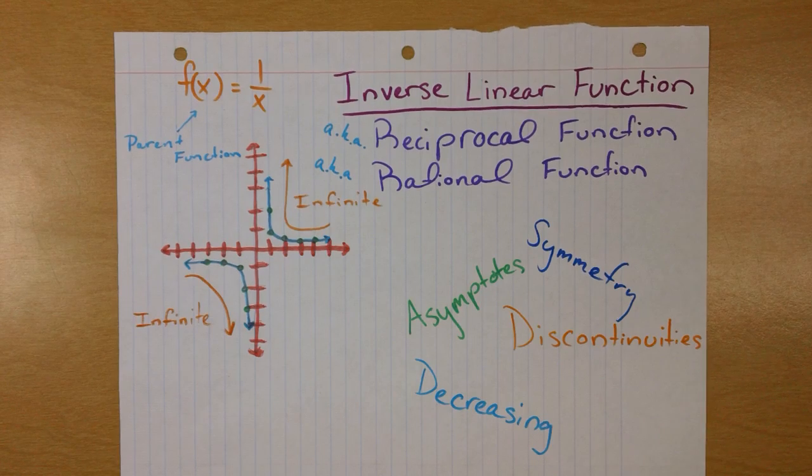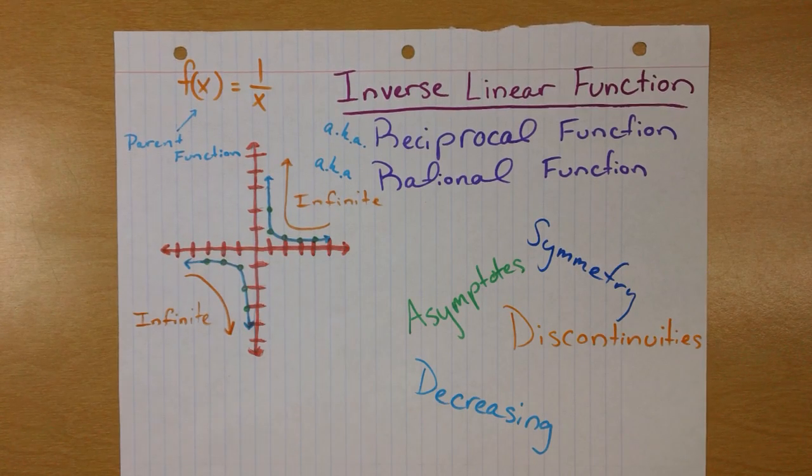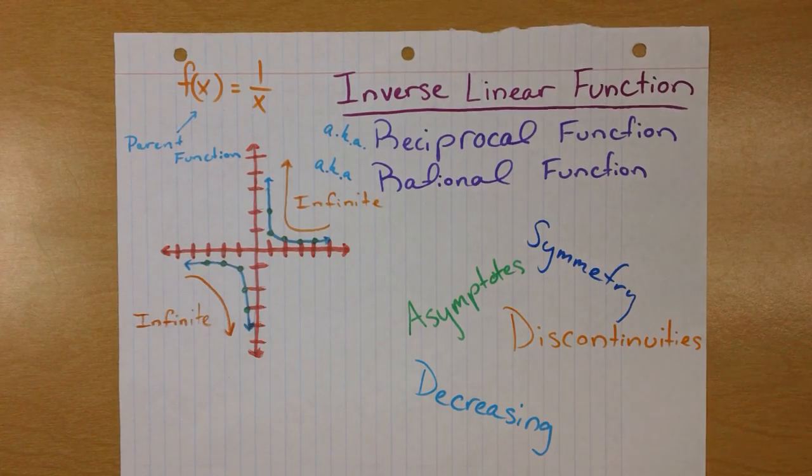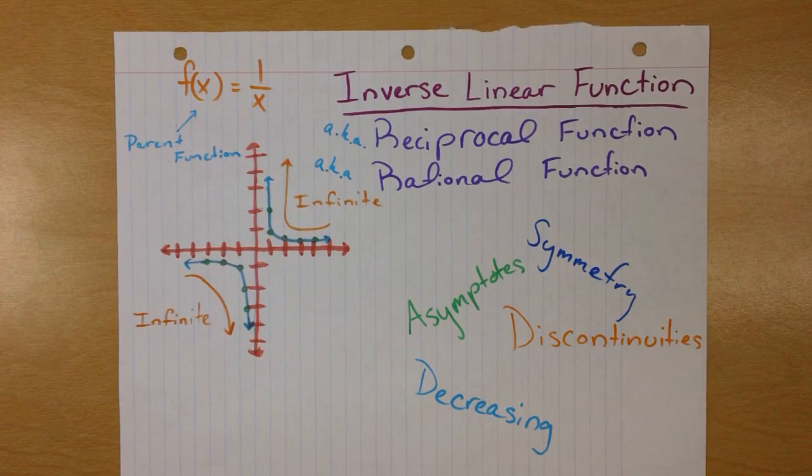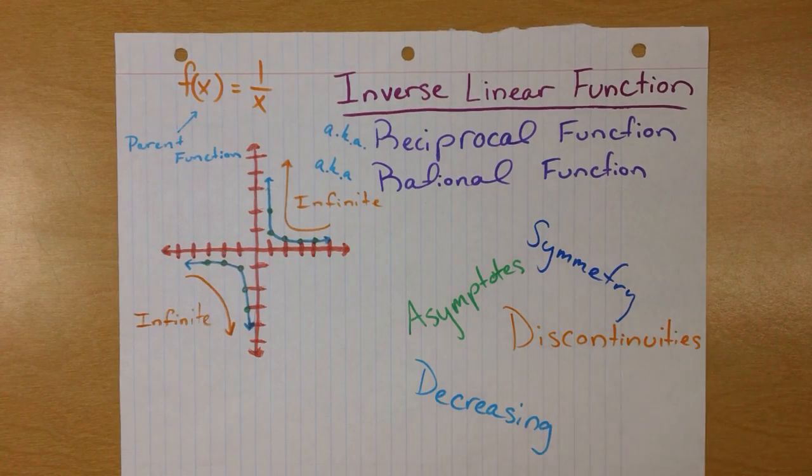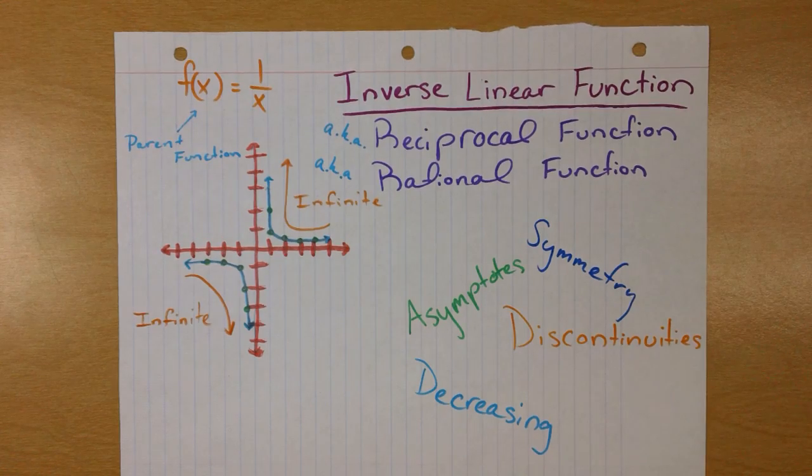This function has a non-removable infinite discontinuity at x equals 0. It also decreases from negative infinity to 0 and 0 to infinity. There is no extrema. The limit of 1 over x as x approaches infinity is 0. As x approaches negative infinity, the limit is also 0.